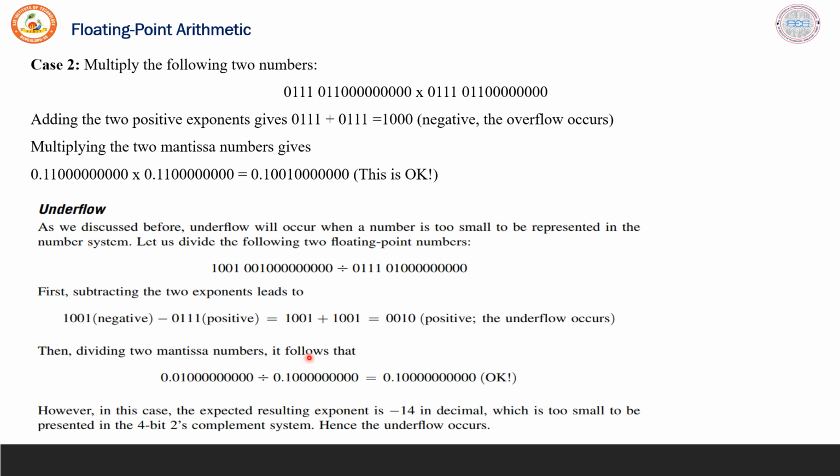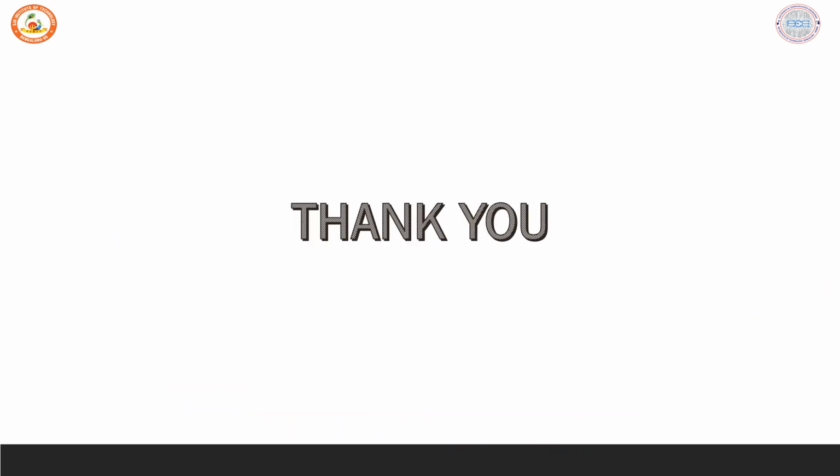If you divide the two mantissas, the division will give you a correct answer. However, in this case, the expected resulting exponent is -14 in decimal, which is too small to be represented in the 4-bit 2's complement system. Hence, underflow has occurred. Thank you all.